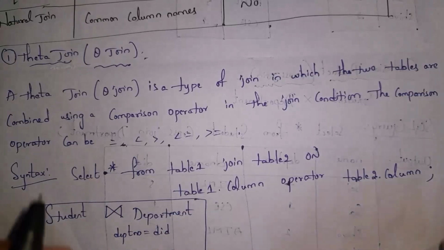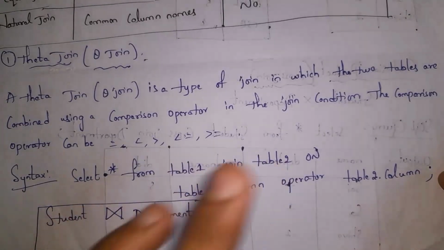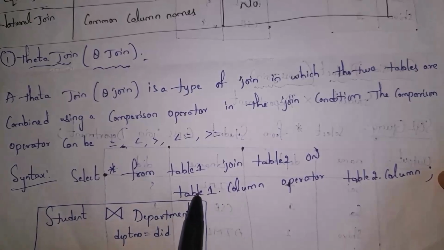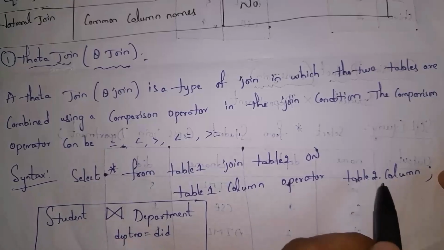This is the syntax: select star from table 1 join table 2. We are joining table 1 and table 2 on a condition, that is table 1 dot column. In table 1 we need to select a column. We need to include an operator like less than, greater than, etc. And in table 2 we need to select a column.